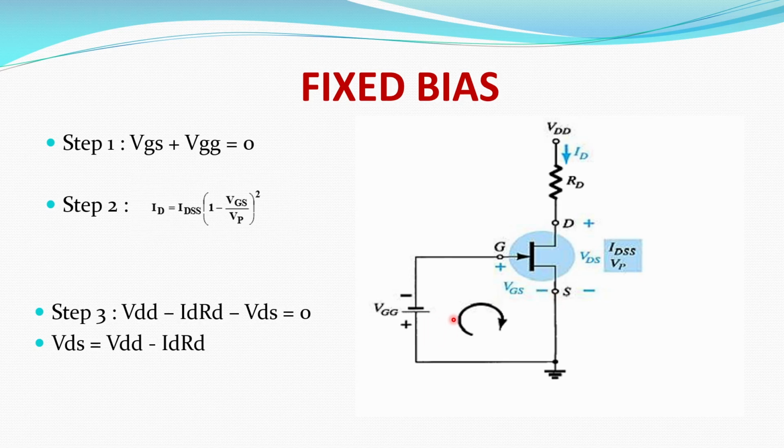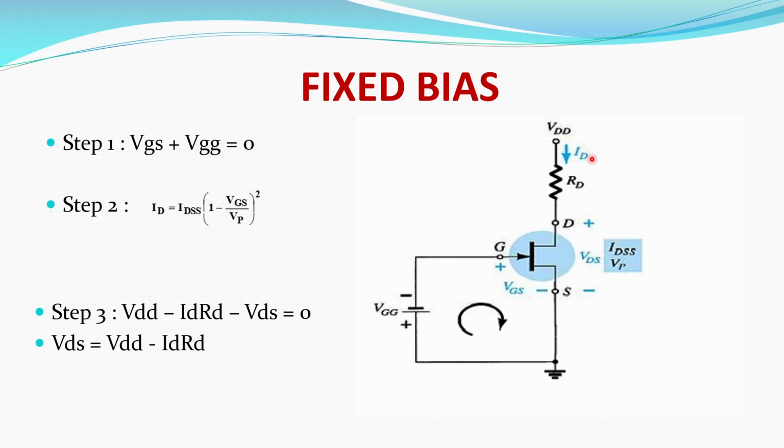The current value is denoted as Ig. And next, the gate to source voltage is denoted as VGS. In the drain terminal, the resistance is connected, denoted as RD. The drain current is denoted as ID, and the supply connected in the drain terminal is denoted as VDD.